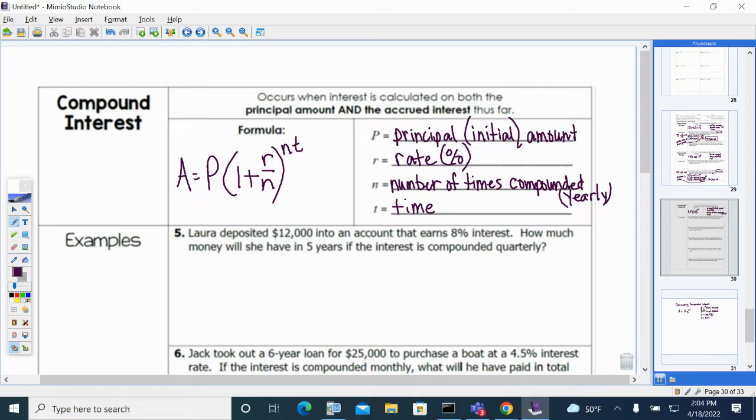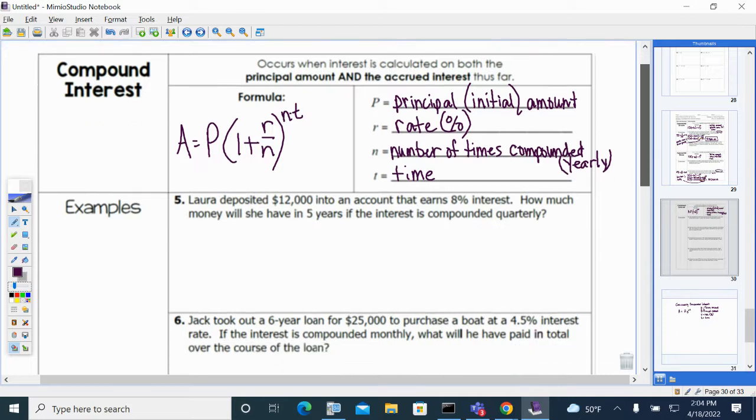So let's look at this formula. It says A equals P times 1 plus R divided by N, and that inside that parentheses is being raised to the power of N times T. P is your principal or initial amount. R is still your rate or your percent. N represents the number of times that it's compounded in a year. And we're going to talk about more vocabulary here in just a second. And then T is your time.